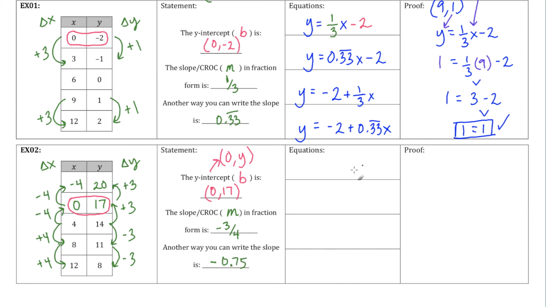All right, so let's go ahead and write our equations. So y equals, our slope is negative 3 over 4, negative 3 over 4, we'll put x. And our y-intercept is positive 17, so we will put plus 17. Let's write that in different ways. So y equals negative 0.75x plus 17. Y equals positive 17, and remember, that's positive, so 17. This is a negative, so I'm going to put minus 3 over 4x. And then y equals 17 minus 0.75x.